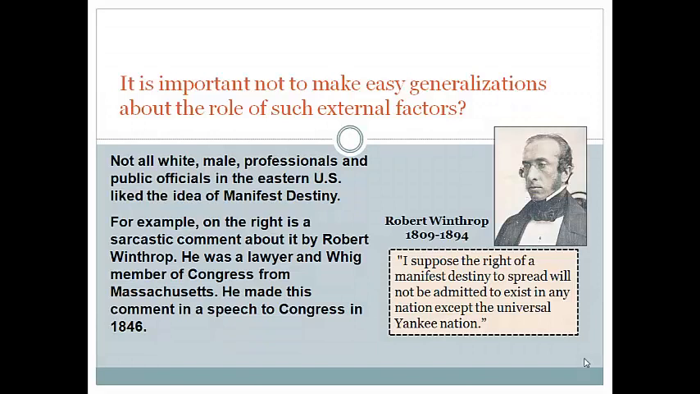On the other hand, it is important not to make easy generalizations about the role of such external social factors. For example, Robert Winthrop was also a white middle-class male. In 1846, he made sarcastic comments ridiculing manifest destiny in a speech to Congress. Group characteristics may suggest why someone would adopt a certain point of view, but these external factors are not sure guides. Individuals in any group vary in point of view. In the end, students must read closely and interpret the source itself.